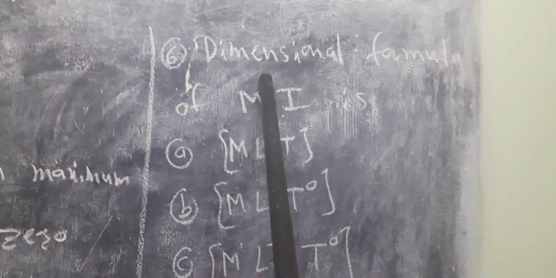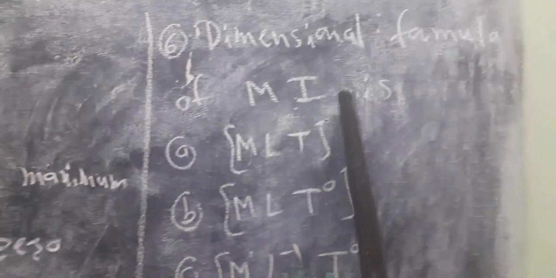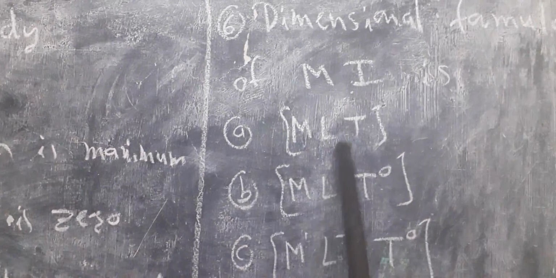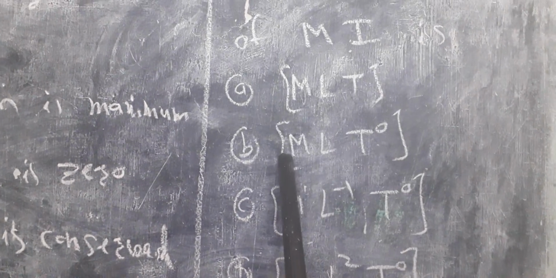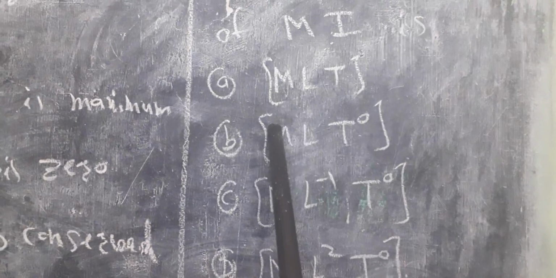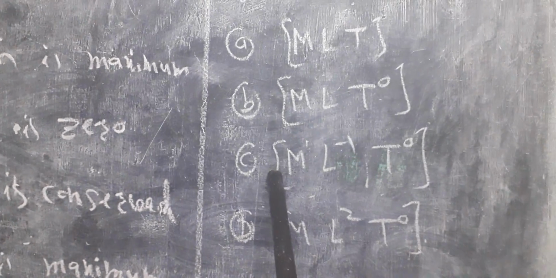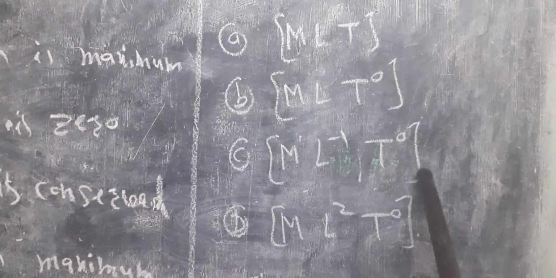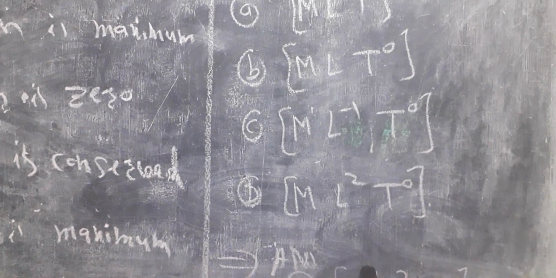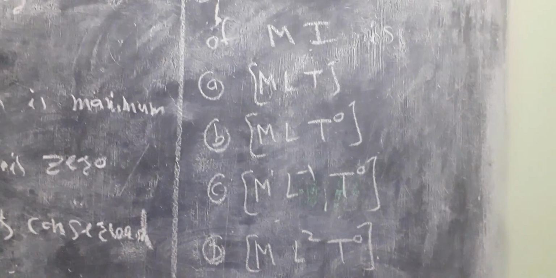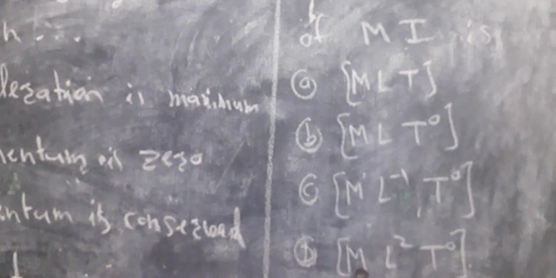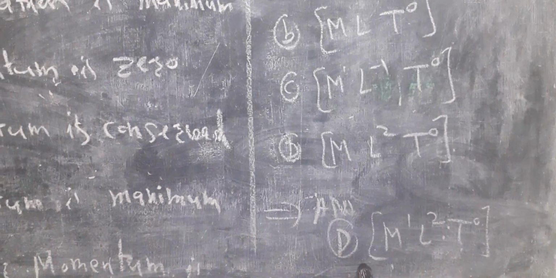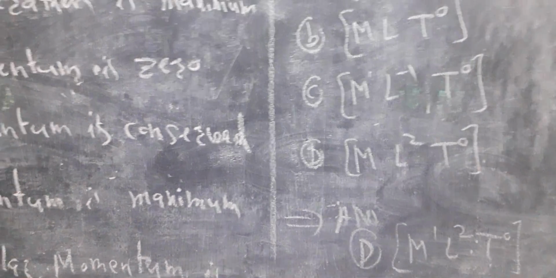Let us see the next multiple choice question. The dimensional formula for moment of inertia is, we are given 4 options. A, M¹ L¹ T¹. B, M¹ L¹ T⁰. Third, M L⁻¹ T⁰. And fourth is M L² T⁰. We have seen the formula of moment of inertia, mass into distance squared. So I consider the fourth option, D, the correct answer. So the answer is M¹ L² T⁰.